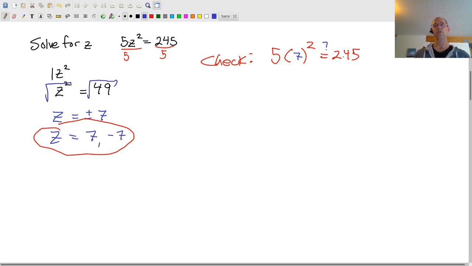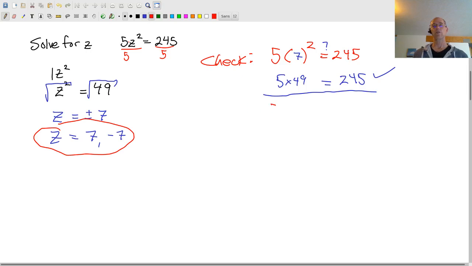So is this a true equation? Well, 7 squared is 49. If you check on your calculator, 5 times 49, well, 5 times 4 is 200. 5 times 9 is 45, so yeah, that equals 245, and that checks. I also need to check negative 7, make sure that works.